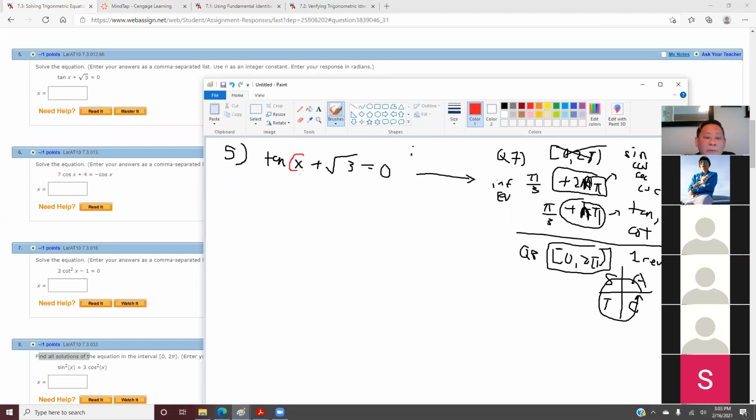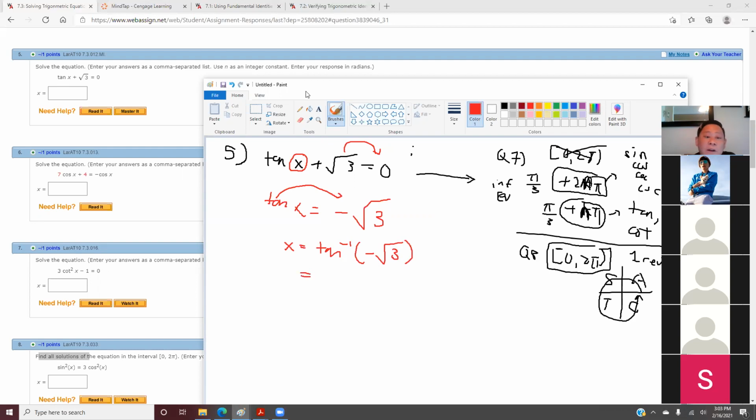How do you get x by itself here? Which one should you get rid of? Tangent or root 3? Do root 3 first. Move the root 3 over there, right? So tangent x in this case is negative square root of 3. And then you move the tangent over, right? So you will get the arctangent of negative root 3.